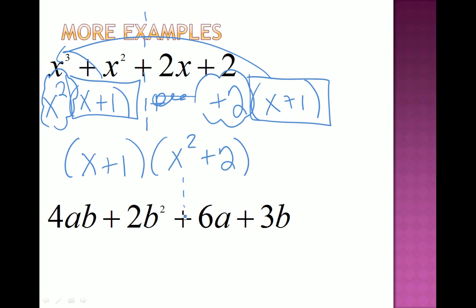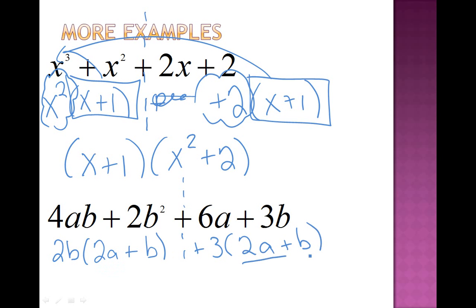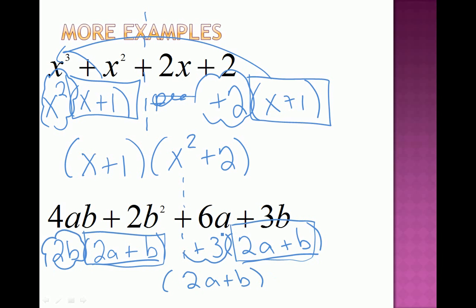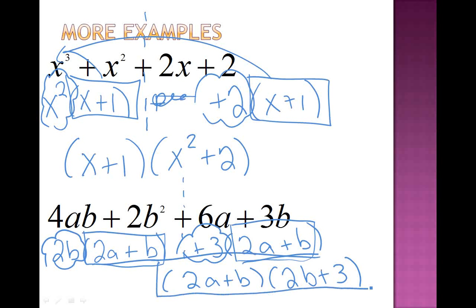So let's do this one. I can take out a 2b from the first two terms, and I'd be left with a 2a plus b. And I can take out a 3, and I would be left with a 2a plus b. Because these match, and I hope most of your astute students are thinking, what happens if it doesn't match up? Well, we will get to that. So 2a plus b and 2a plus b, and I can pull that out. I'm left with 2b plus 3 as my answer. There it is.